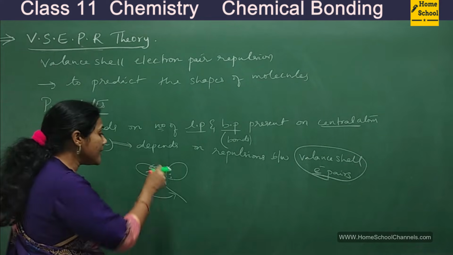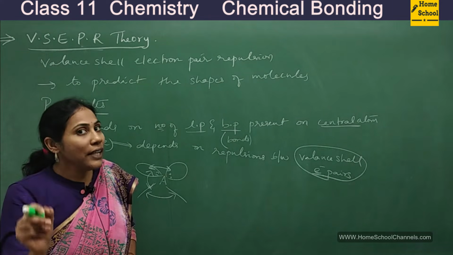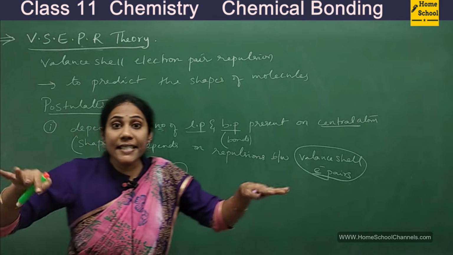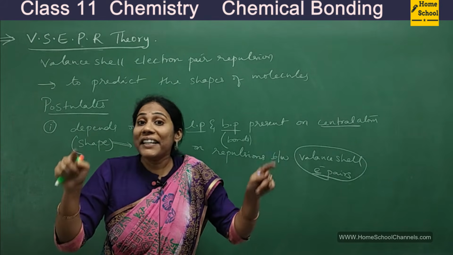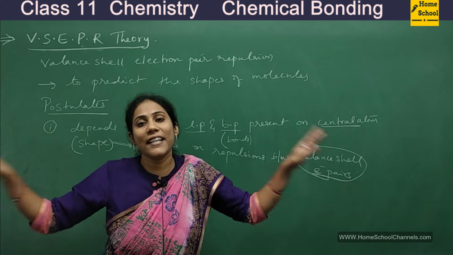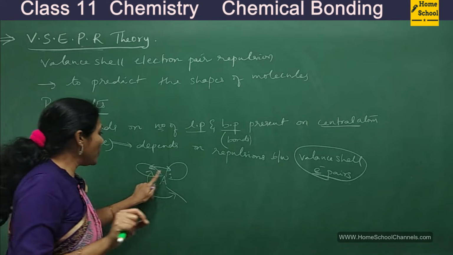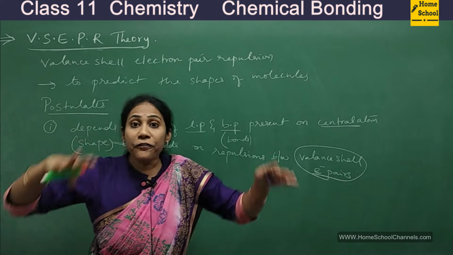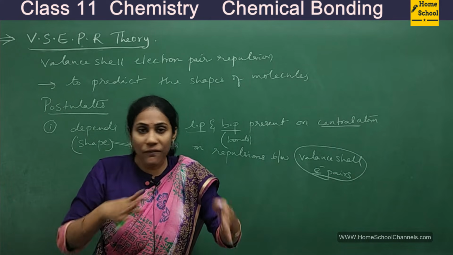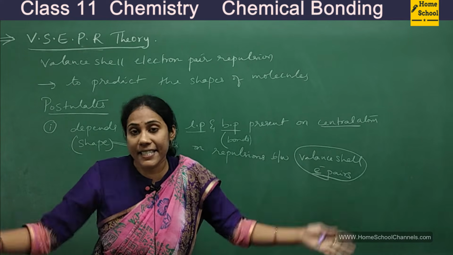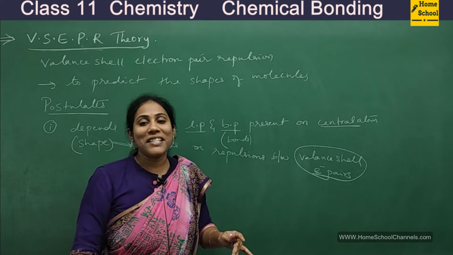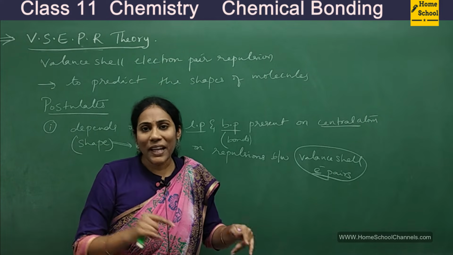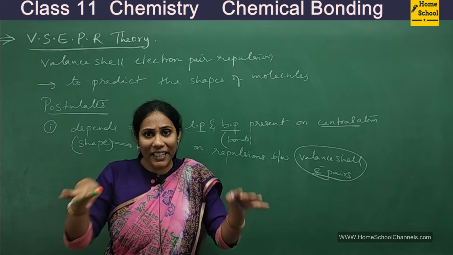When do you observe these repulsions minimum? You will observe minimum repulsion in a molecule when they are arranged in space as far as possible. So these lone pairs and bond pairs, whichever are there around the central atom, if they are far away from one another, if you have nice distance between them, then repulsions can be minimum, right? Only then the molecule can be stable, and they get arranged themselves.